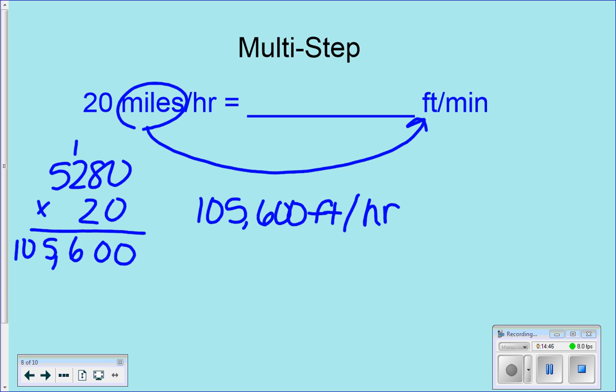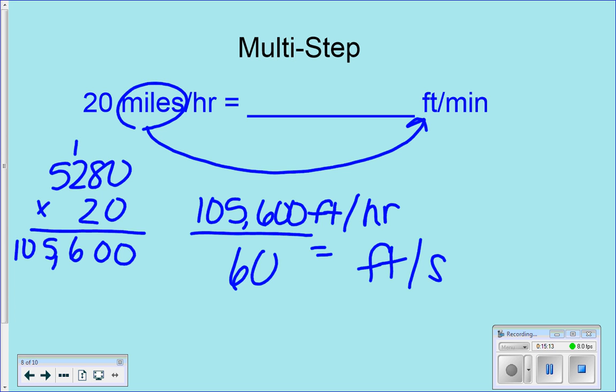So this says I can go 105,600 feet in 1 hour. But if I want to break it down to a minute, how many minutes are in an hour? So I want to figure out how far I can go in one of those minutes. So instead of multiplying by 60, what do I have to do? I have to divide by 60, and that's going to tell me how many feet I can go in a minute.